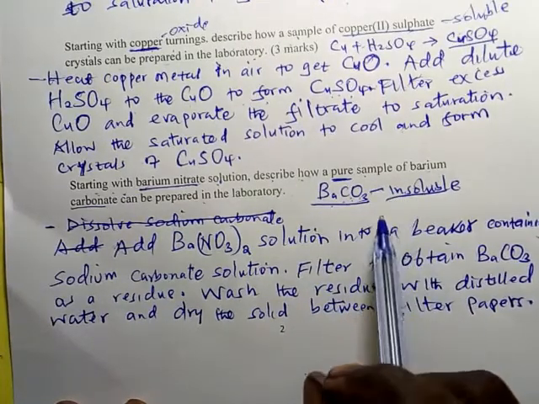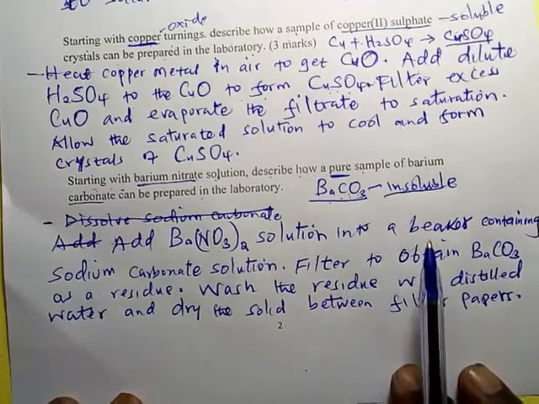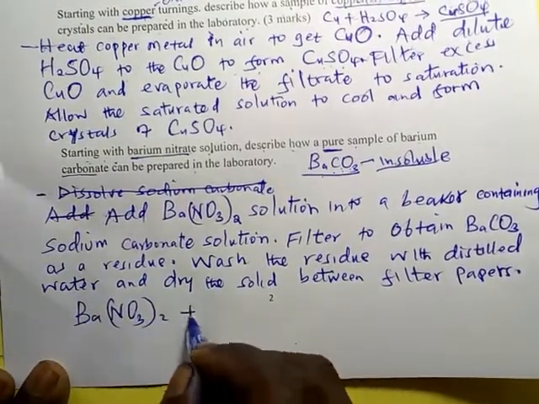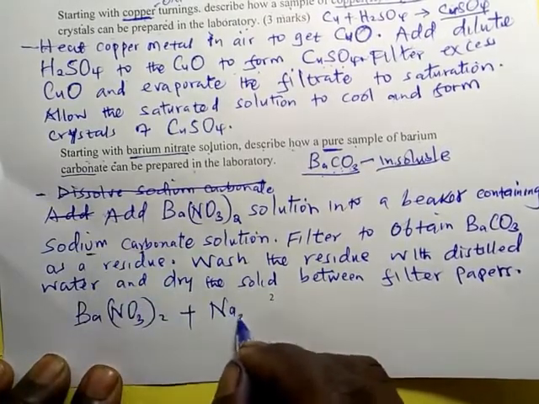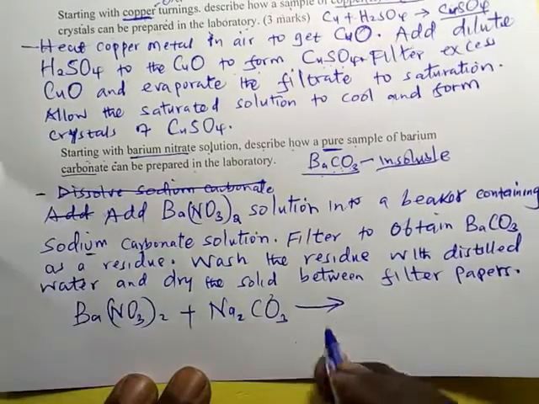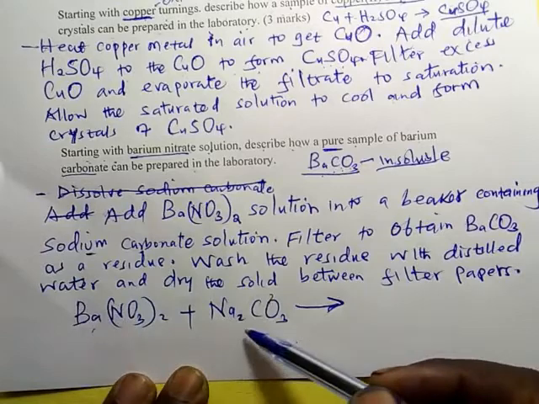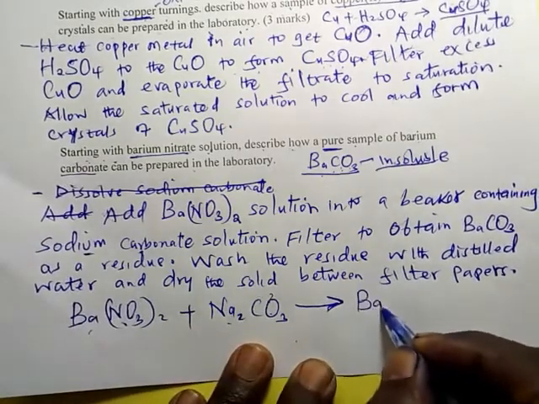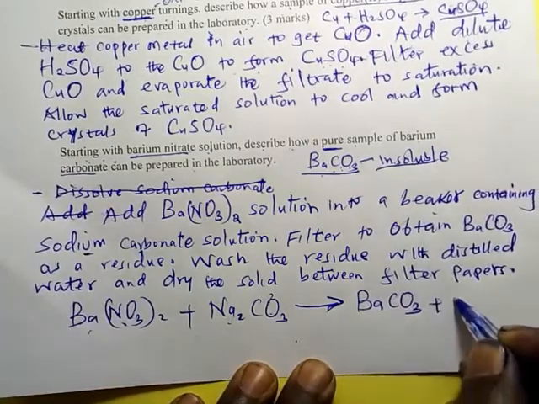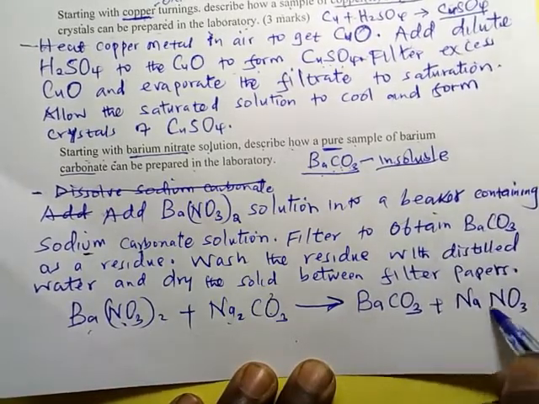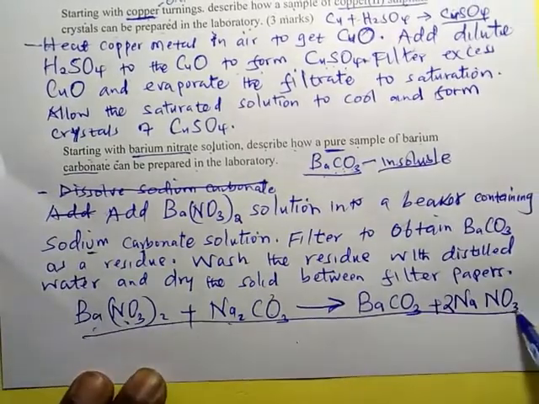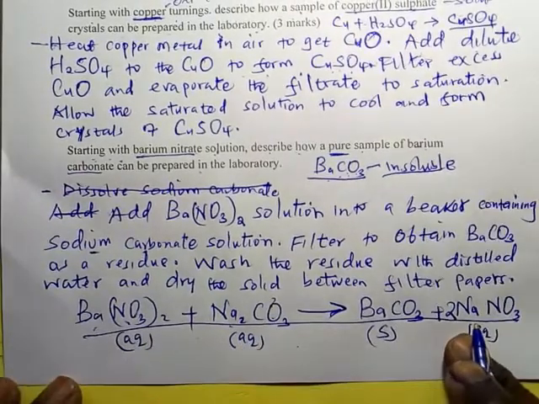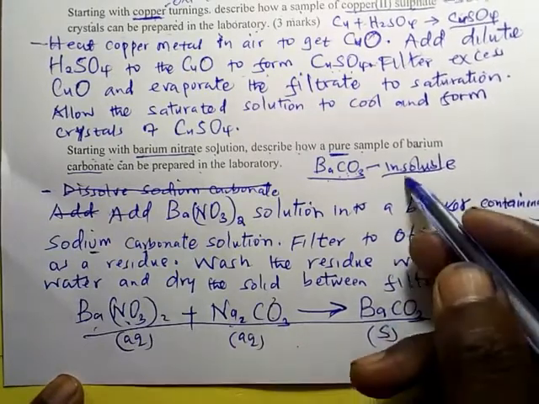We only evaporate to obtain crystals of a soluble salt. So what is happening here? We have barium nitrate and we are adding sodium carbonate. The cation on this side will take the anion on this side, and the anion on this side will take the cation on this side, and they will form barium carbonate plus sodium nitrate. This one is a solid, this one is aqueous. And this is the white precipitate, the solid we want to form.